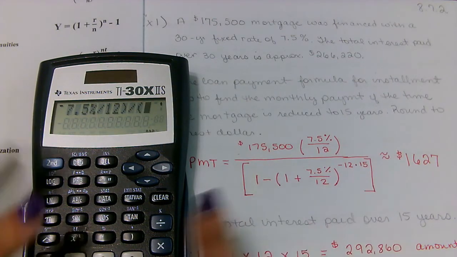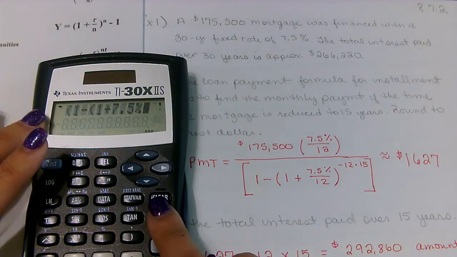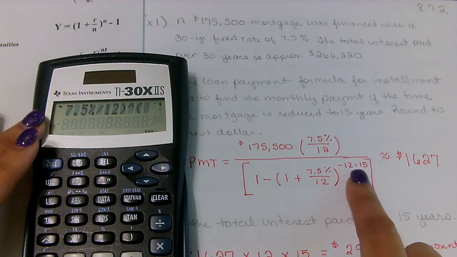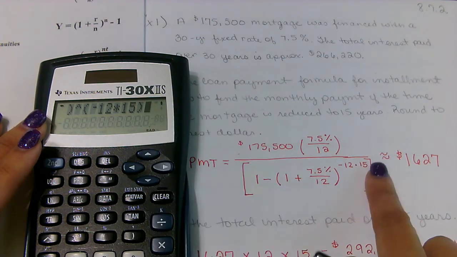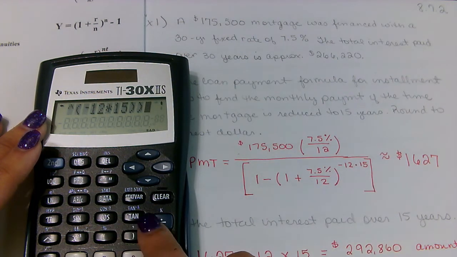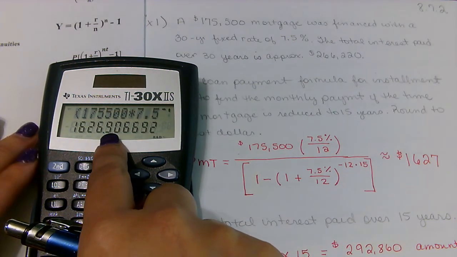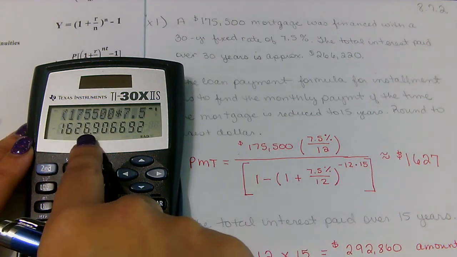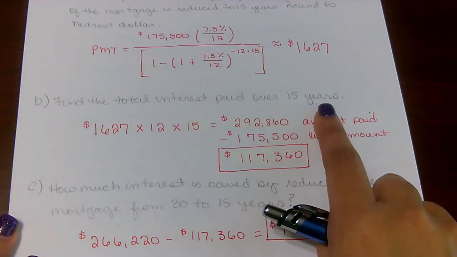That's the brackets here. 1 minus parentheses 1 plus 7.5% divided by 12. I'm raising that, and again for the exponents you need to include these into another set of parentheses. A negative 12 times 15. I'm going to close the set for the exponents, and then I'm going to add the extra set for the denominator. I'm going to get a payment of $1,626.91. Here it says to round to the nearest dollar, so I'm going to use $1,627.